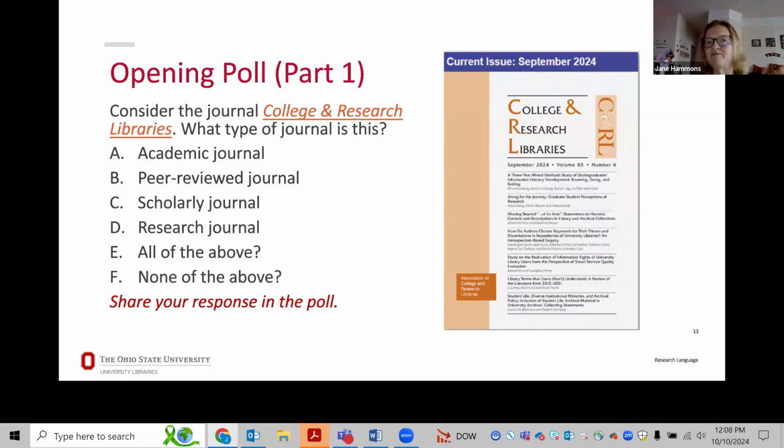I know that some of you are already probably pretty familiar with this journal, but some of you may not. So I want to give you all a chance to take a look at this journal if you're interested in doing so. And then I'm going to launch a poll to have you identify what type of journal this is. If it's an academic journal, a peer-reviewed journal, a scholarly journal, a research journal, maybe all of the above or none of the above. You'll have options to pick as many of those as you think are the correct answer. So again, the link to the journal, if you are not familiar with it, is in the chat. That could take you out to the journal so that you can take a look. And then I'm going to go ahead and launch the poll and give everyone a chance to share their response as to what type of journal this is.